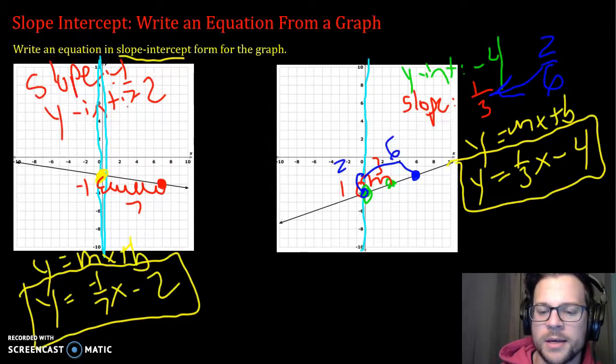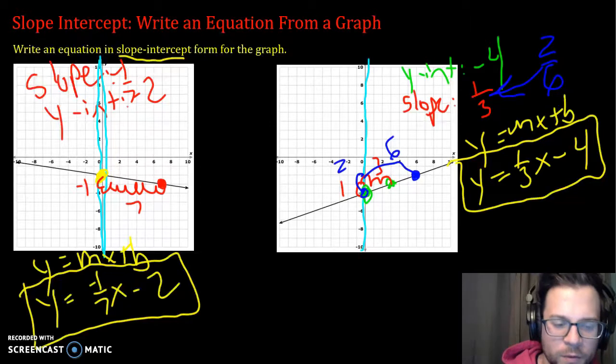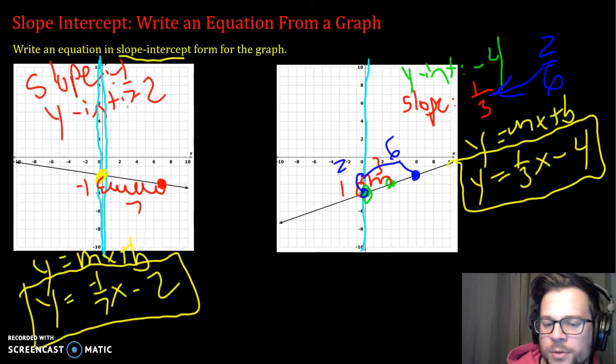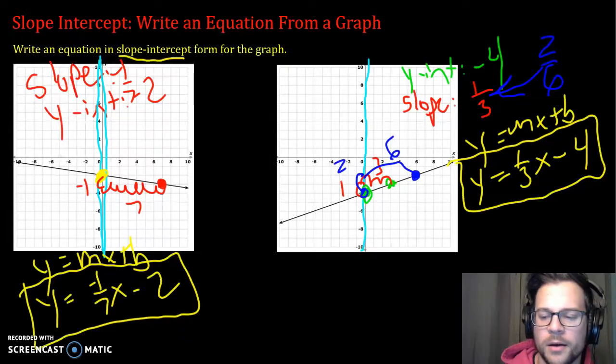So if you're counting to the next exact point, your fraction should already be reduced. But if it's kind of hard to read the graph and you end up skipping one to get to your next point, just make sure that your slope fractions are completely reduced. Your y-intercepts, just make sure that you're plugging the exact sign of what you see from there.